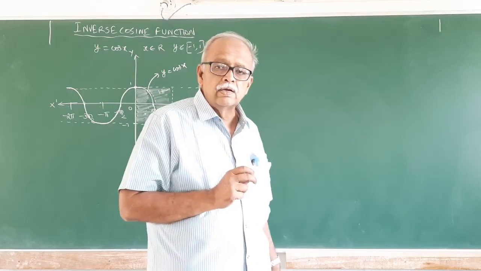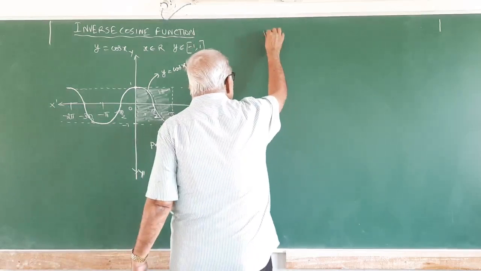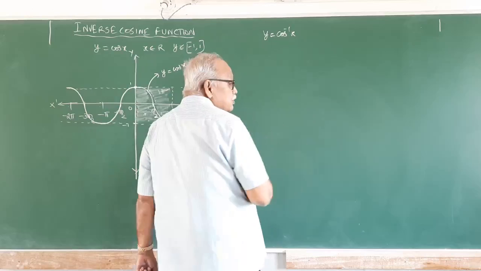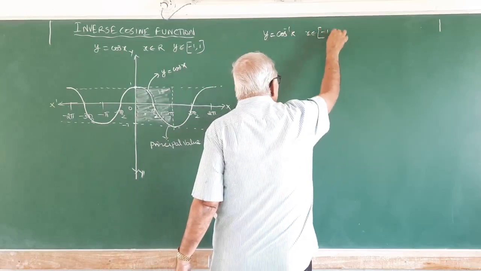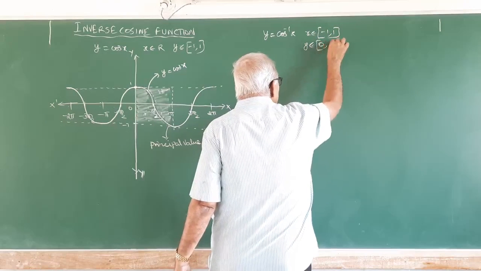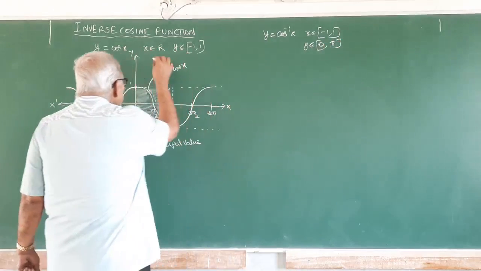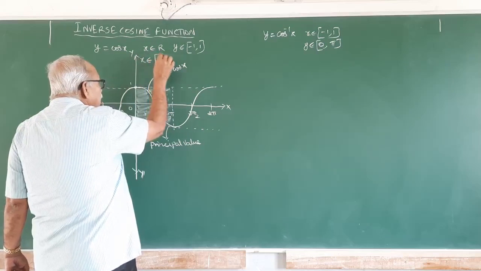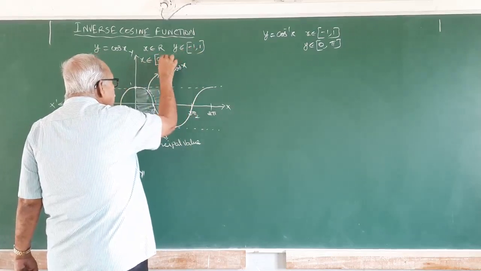Now I will draw the graph of the inverse cos function, that is, the inverse cosine function. y is equal to cos inverse of x, so x belongs to minus 1 to 1 and y belongs to 0 to pi. Here also, first I started with the real numbers, but we have restricted this to 0 to pi.